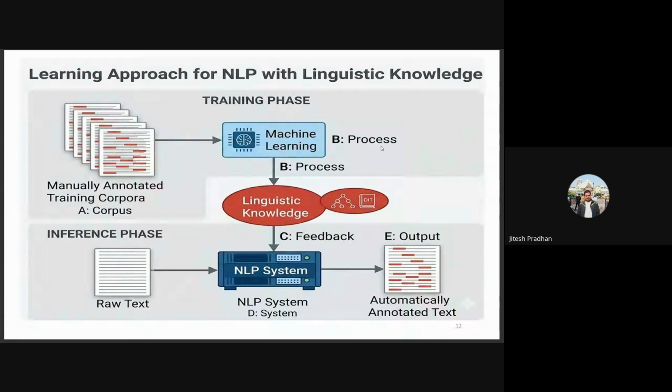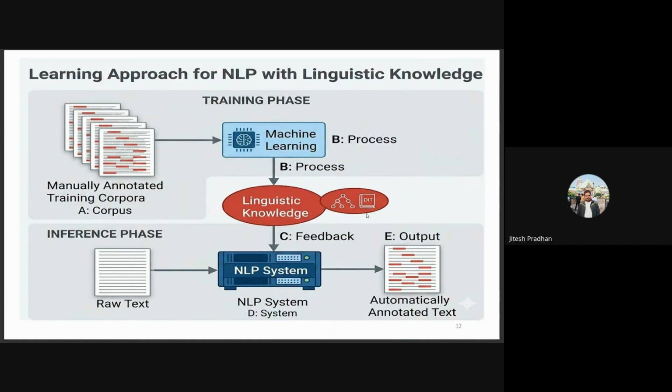Now it can either predict or generate. We provide raw data, convert it to a corpus, and generate linguistic information so that your NLP system can automatically annotate or do whatever it needs to. So this is the general learning approach in NLP. Okay, up to this point it is clear. If you have any doubt, you can ask me at any point.